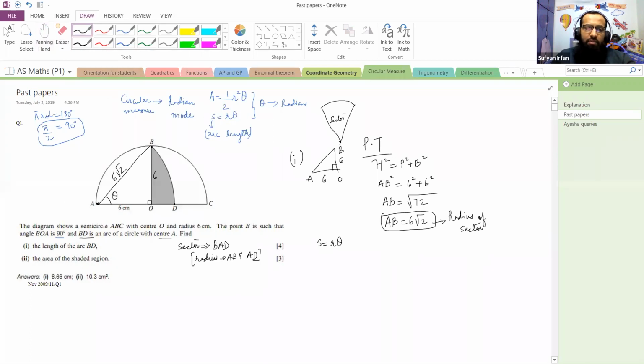So let's name the angle theta. If we are talking about the sector BAD, then angle BAO is the angle of the sector. BD is an arc of a circle center A. This means BAD, the angle A, is basically the sector angle that we need. Now, how can we find this angle theta? We can see that there's a right angle triangle AOB.